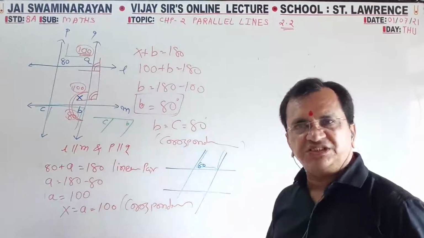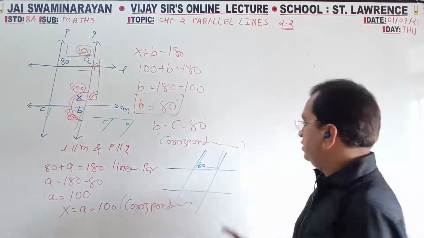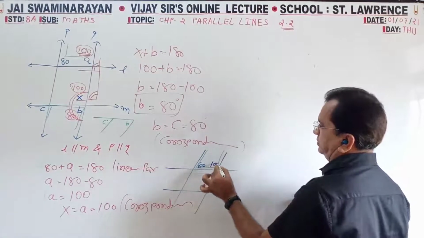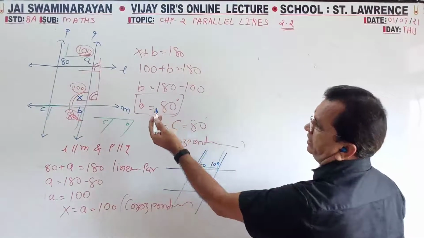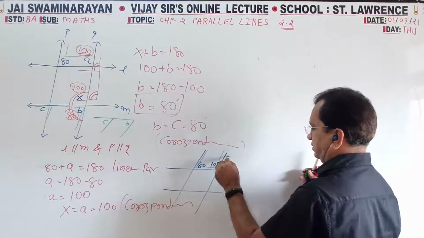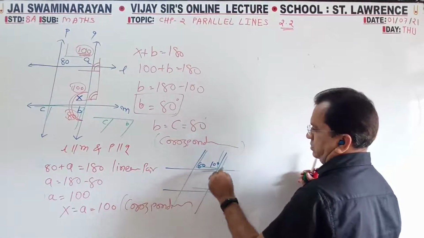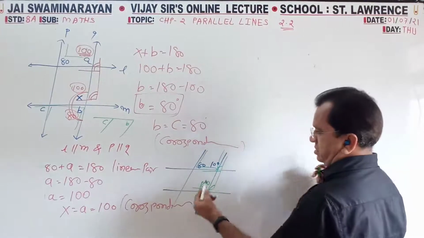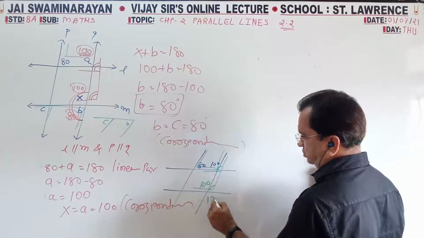In C shape, total is 180. 80 plus how much is 180? 100. So now again you are finding F. So this and this, this is 100. This is 100. This is 100. Vertically opposite also 100.